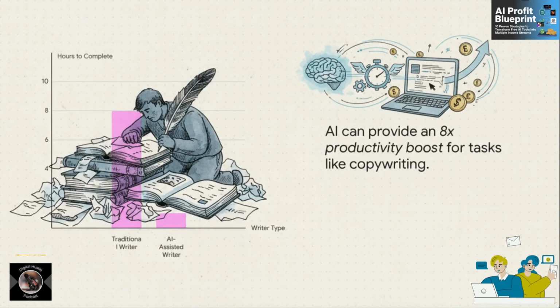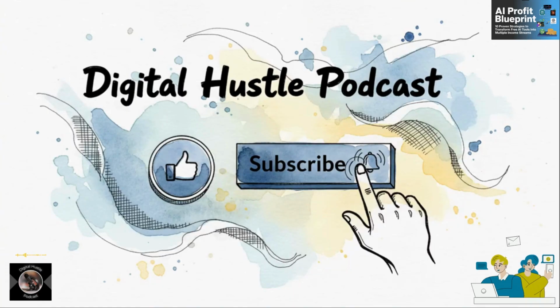And just to put that copywriting thing into perspective, check this out. A traditional writer might take a full 8-hour day on a project, but an AI-assisted writer, maybe 1 hour. That's what, an 8x jump in productivity? For anyone doing freelance work, that is an absolute game changer. It's just insane.